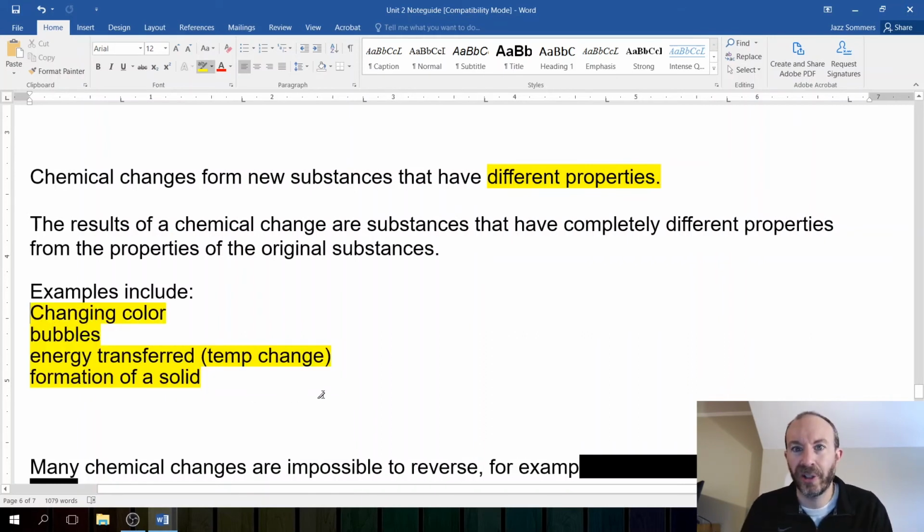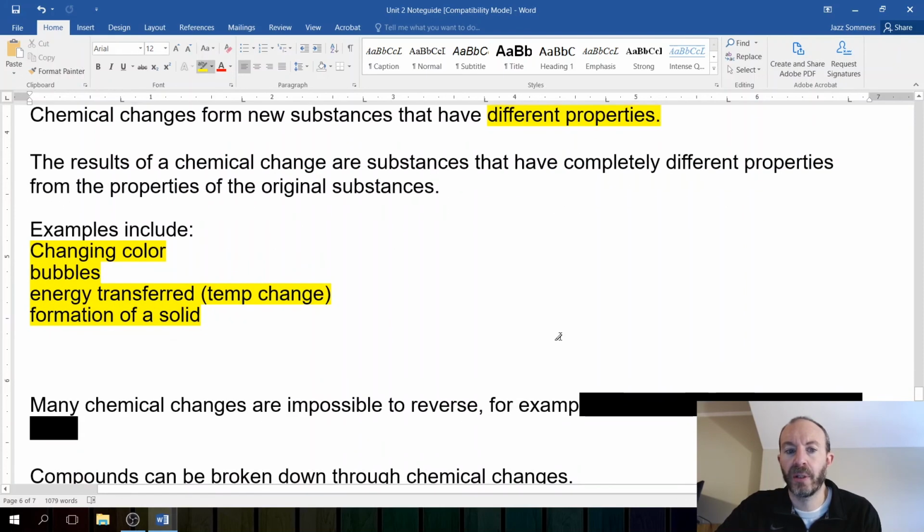When things change color, it's a good example. When something bubbles, like if you take baking soda and vinegar, for example, and it bubbles, that's a good chemical change. Not like boiling water, that's not a chemical change, but if you mix two things together and they start to bubble. Energy transfer, whenever something gets hot or cold, when you mix two things and they get warm or cool, that's a good example of chemical change. And whenever you take two things, mix them together, and it forms a solid, that'd be a good example of a chemical change as well. So you can identify them pretty easily using those four categories.